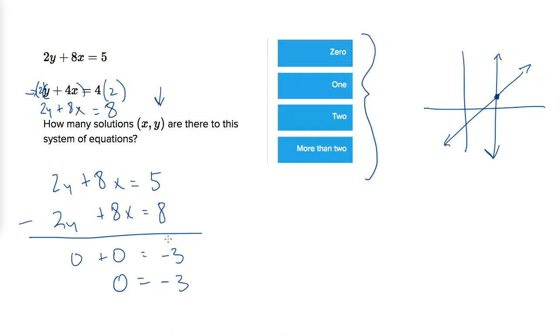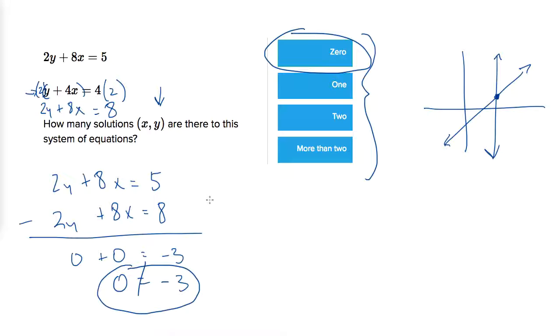Anytime that you're solving an equation or a system of equations and you end up with a statement that is not true, 0 equals negative 3, that is not true. Those two terms are not equal. That means that we started from sort of the false premise of trying to find a solution to the system of equations when in fact there isn't a solution. If we end up with a false statement, that means there's no solution, 0 solutions to the system of equations.